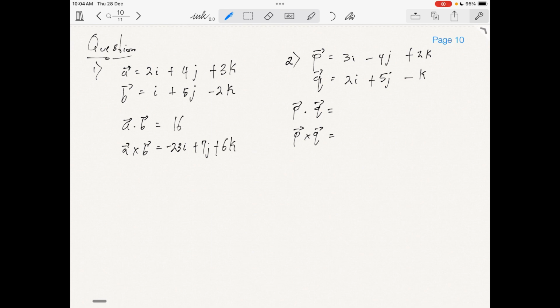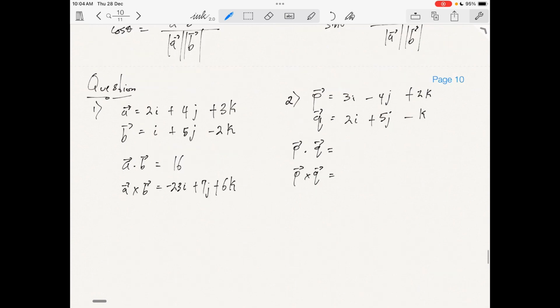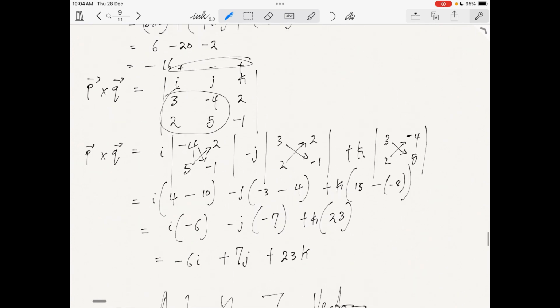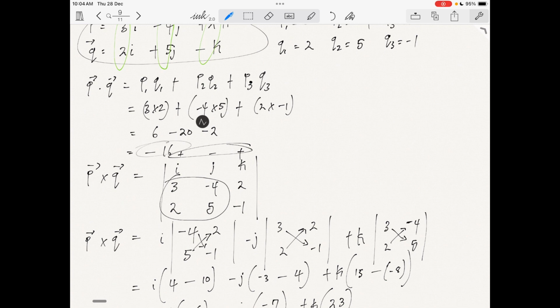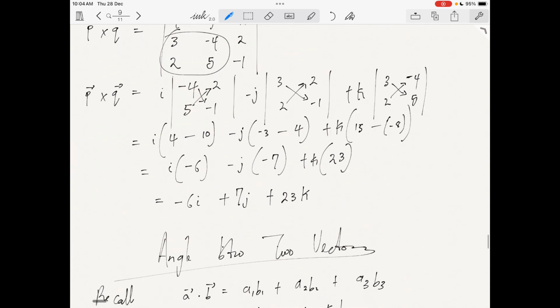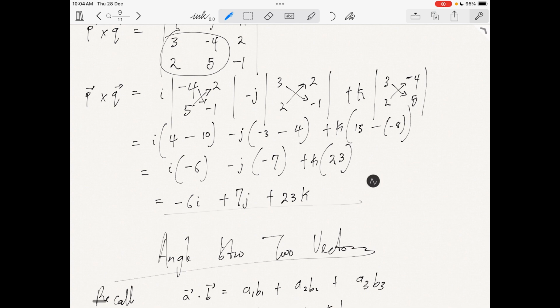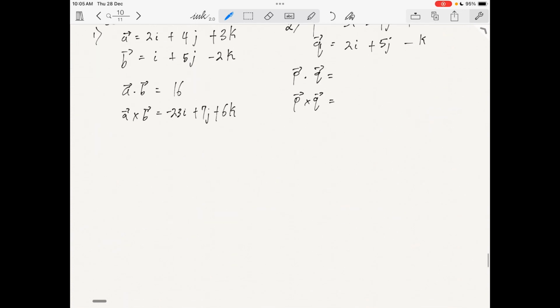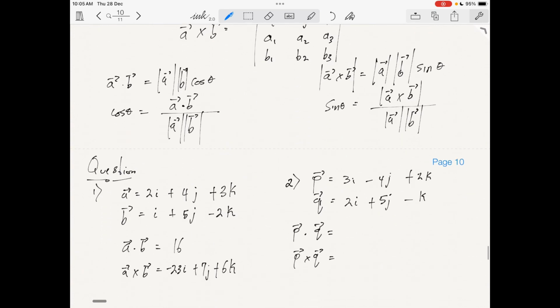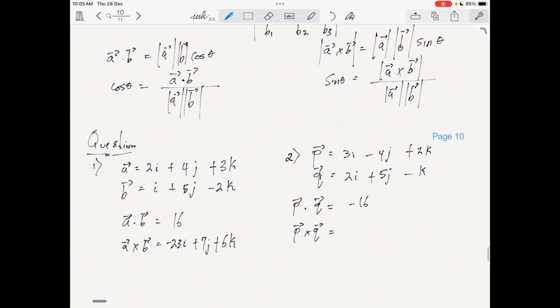Now in this example, we have P dot Q and also P cross Q. So our dot product is minus 16, and our cross product is minus 6i plus 7j plus 23k. So we have this one to be minus 16, and we have this to be minus 6i plus 7j plus 23k.